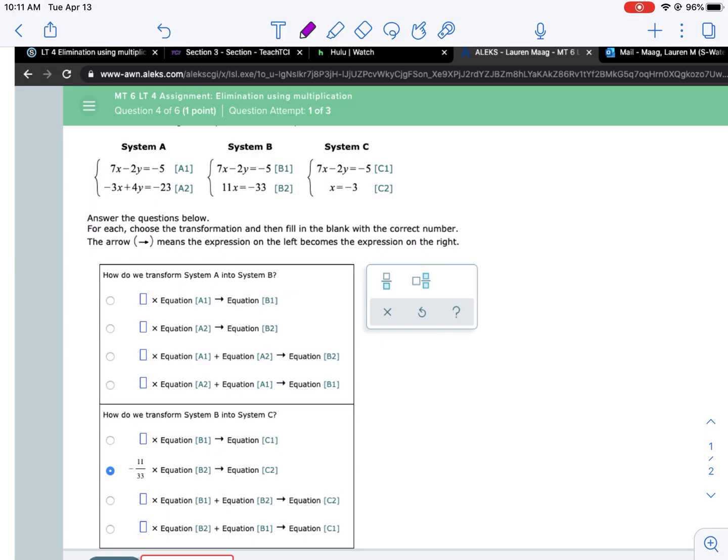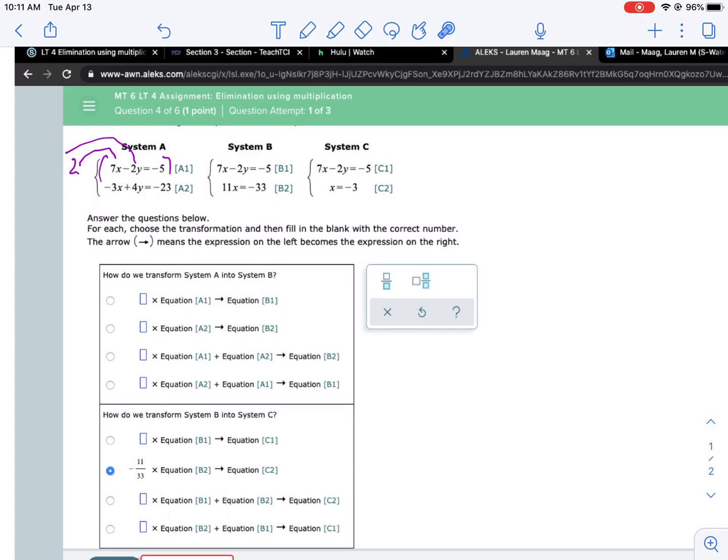So in other words, I'm going to multiply the first equation by 2, because 2 times negative 2 is negative 4. If you add that to 4y, they cancel out. If you take 2 times 7, you get 14. 14 minus 3 is 11. 2 times negative 5 is negative 10, plus negative 23 gives me negative 33.